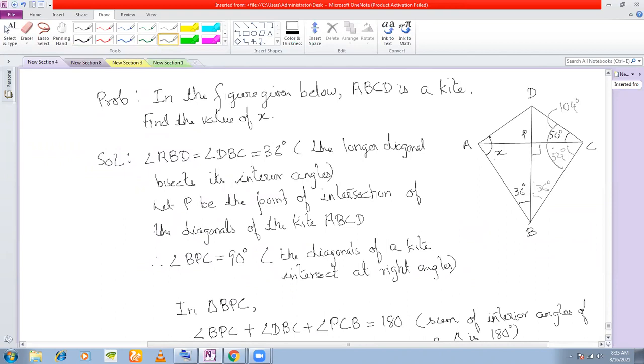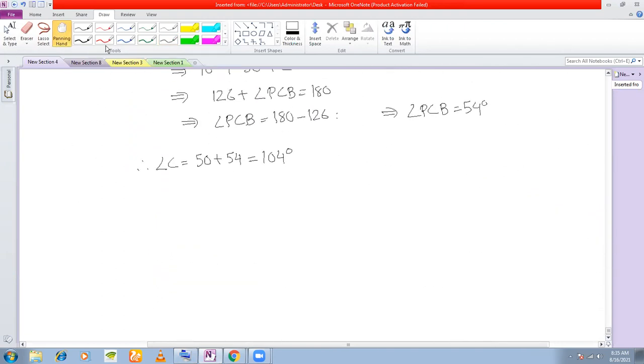Now angle A and angle C are equal. So therefore this angle will also be 140. Hence, angle A is equal to x is equal to angle C is equal to 104 degrees. And you will give your reason. What is the reason?